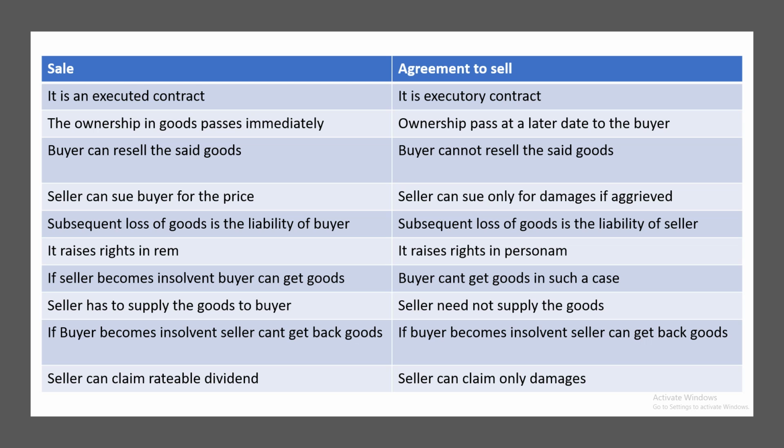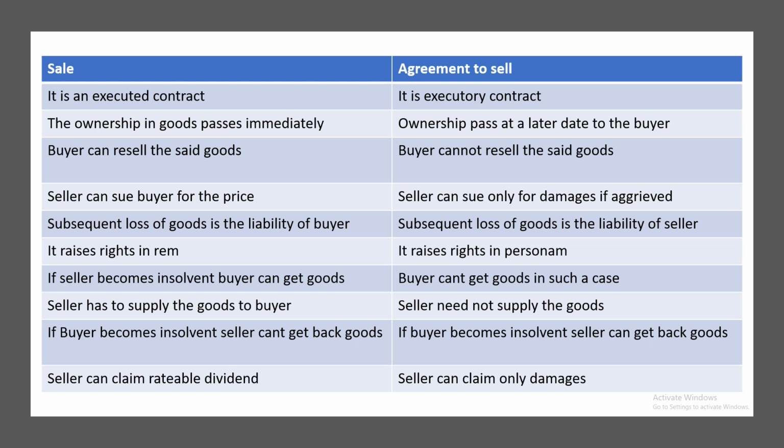Next one. In case of sale, it creates the right in rem, that is right against the whole world, whereas agreement to sell raises the right in personam, that is one against the other alone, that is buyer and seller, or seller and buyer. Third party cannot get involved.